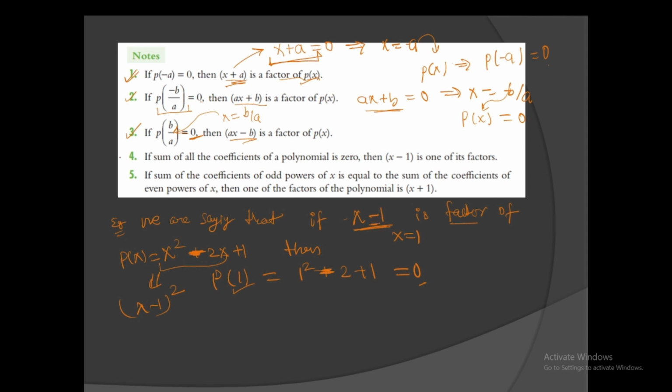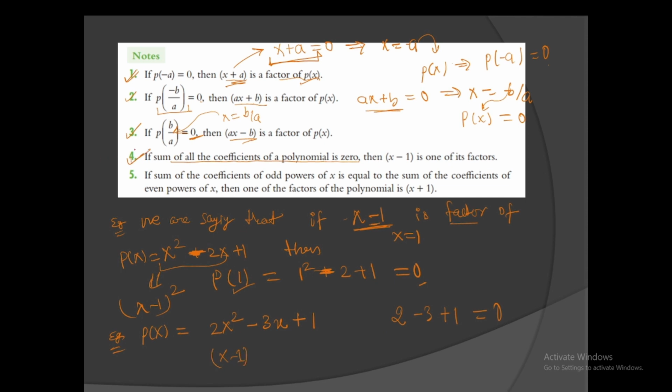So the first, second, and third point is clear. Moving on to next point. It says that if the sum of the coefficient of a polynomial is 0, then x minus 1 is one of its factor. So say, if the sum of all coefficient of a polynomial is 0, hence what is the coefficient? 2 minus 3 plus 1 equal to 0. So we can say that x minus 1 is factor.